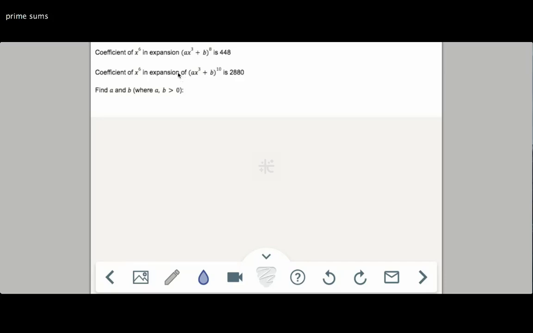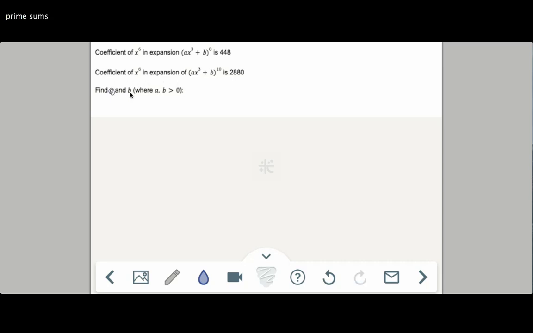Question 6. In this question, we're given two binomial expansions, (ax^3 + b)^8 and (ax^3 + b)^10. We're told that the coefficient of x^6 in the first expansion is 448, and the coefficient of x^6 in the second expansion is 2,880. And we're asked to find the values of a and b, where both a and b are positive.